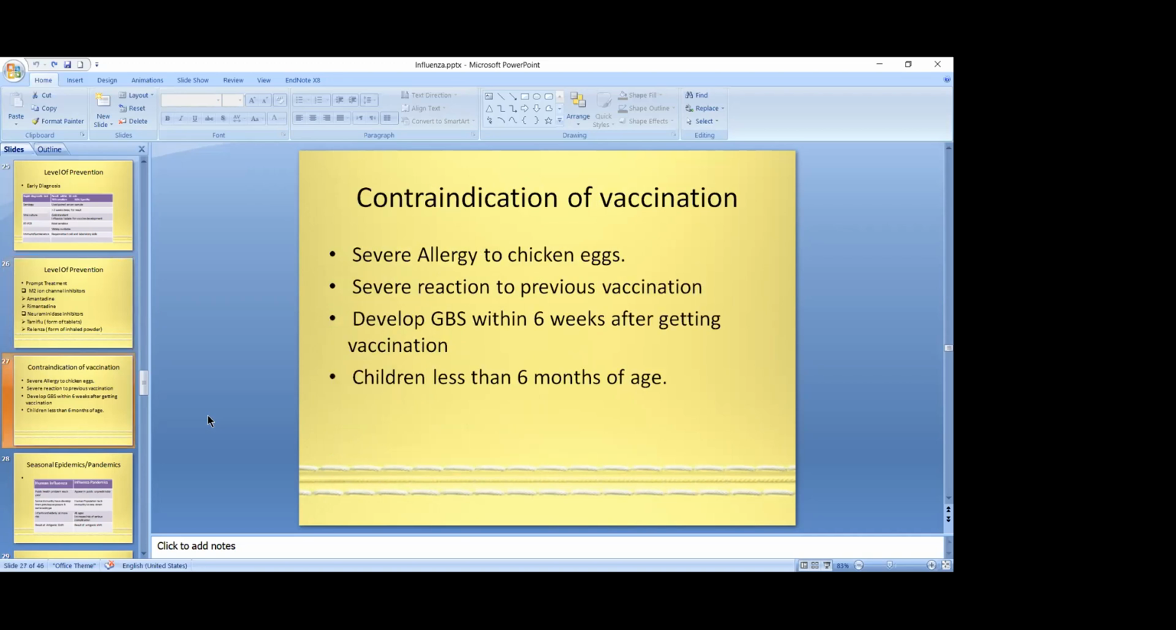Contraindications of the vaccine. If there is severe allergy to chicken eggs, then the vaccination is mostly not given, and if it is given, then with precautionary measures. Others are severe reaction to a previous vaccination, developing GBS within 6 weeks after getting vaccination, and children less than 6 months of age.